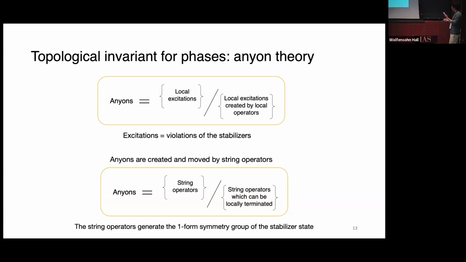And we can create and move anyons by string operators, as we saw in the case of toric code. Equivalently, you can also describe these anyons as the string operators which commute with all the stabilizers except at the endpoints where excitations are created, and mod out the string operators that can actually be ended locally. Okay. And in the language of generalized symmetry, these string operators generate the one-form symmetry of the stabilizer state.